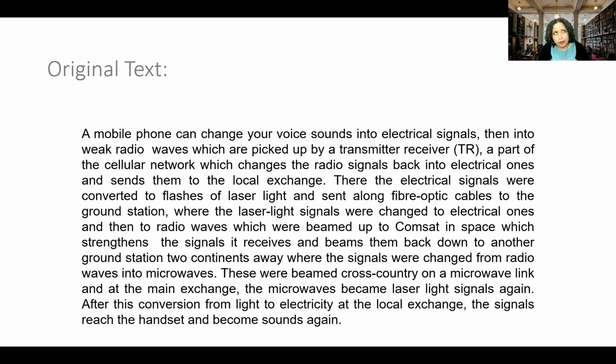So, what is this text trying to tell us? What is this paragraph even saying? Do we have a topic sentence? Yes. At the beginning, it says a mobile phone can change your voice sounds into electrical signals, then into weak radio waves, which are picked up by a transmitter receiver, a part of a cellular network, which changes the radio signals back into electrical ones and sends them to the local exchange. It's there. It's telling us about the electrical signals that a mobile phone, a cell phone, uses, and that they need to be exchanged.